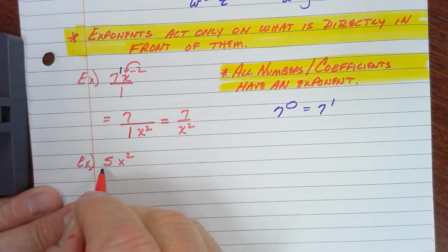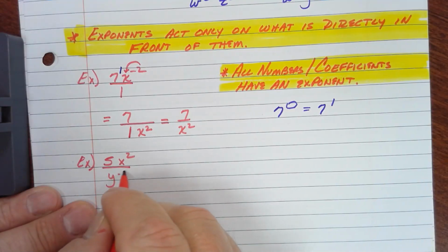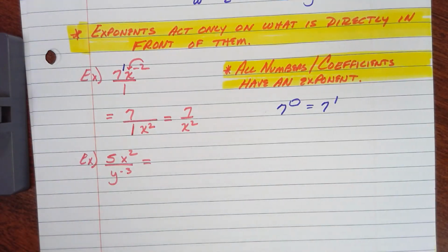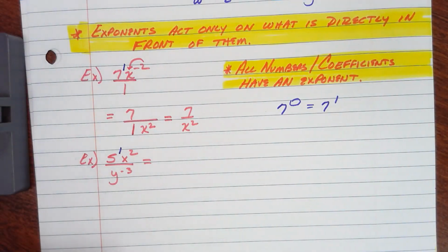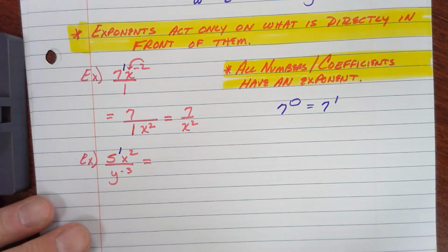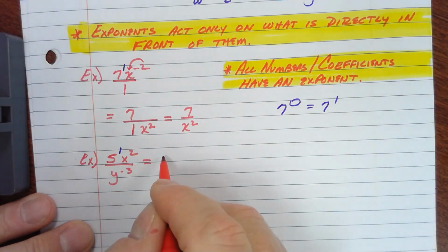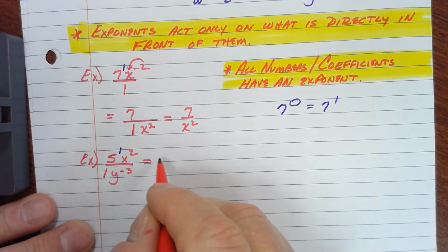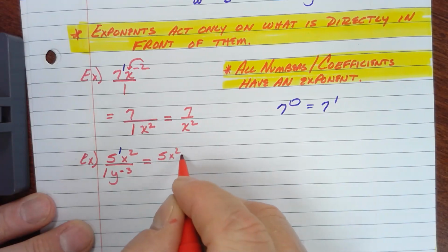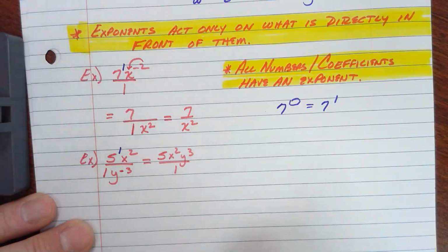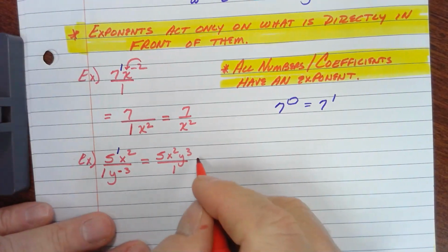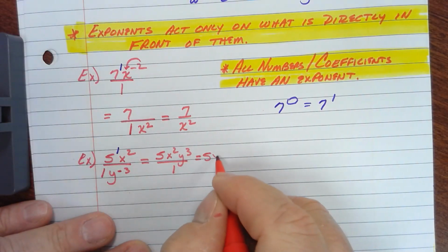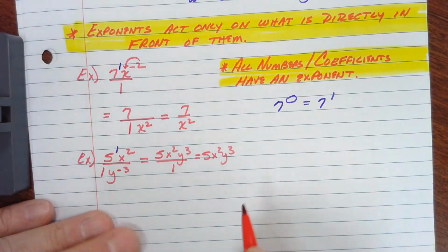5x squared over y to the negative 3. Again, I will remind you that this has a 1, so therefore that stays there. There is a 1 in front of the y cubed, y to the negative 3, I should say. So 5x squared y cubed over 1. We need to simplify this. You cannot leave that 1 in the denominator, so this is 5x squared y cubed.